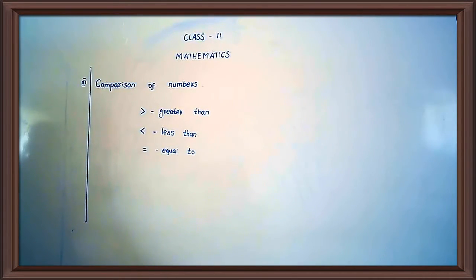The first symbol is greater than. The second one is less than. The third symbol is equal to.